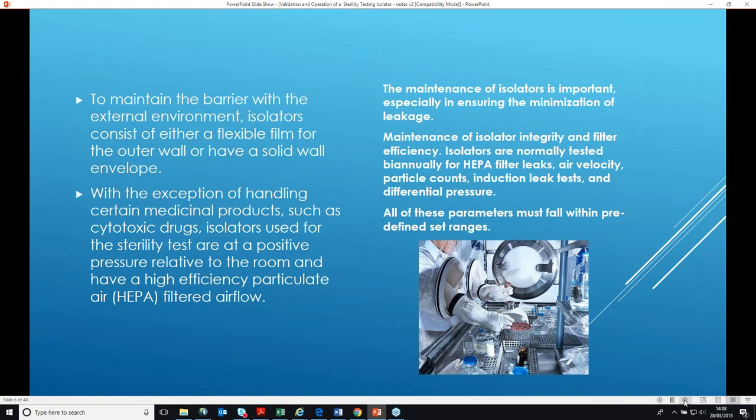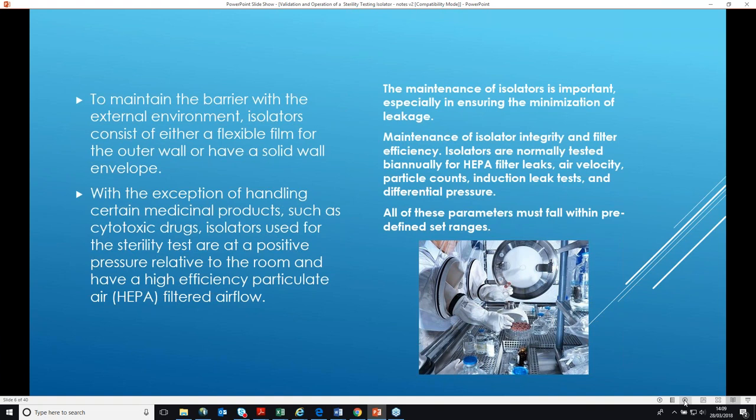To maintain the barrier with the external environment, isolators consist of either a flexible film for the outer wall, or they have a solid wall envelope. With the exception of handling certain medicinal products, such as cytotoxic drugs, isolators used for the sterility test, when operative, are at a positive pressure relative to the room, and they have high efficiency particulate air, or HEPA, filtered airflow. The pressure level of the isolators is normally monitored by pressure alarms or the taking of readings.